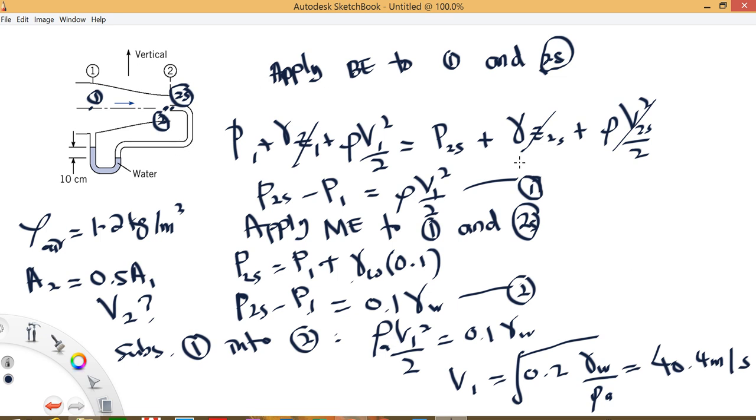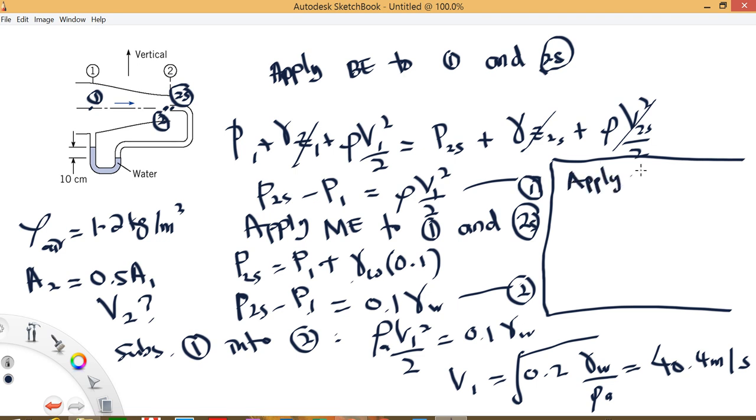So we want V2. So how do I get V2? Can I use Bernoulli equation from 1 to 2? I still cannot use Bernoulli equation. Can I use Bernoulli equation from 2 to 2s? Still cannot. So what I can do is I have to use another equation. By the way, this equation is not introduced yet. It is called the continuity equation.